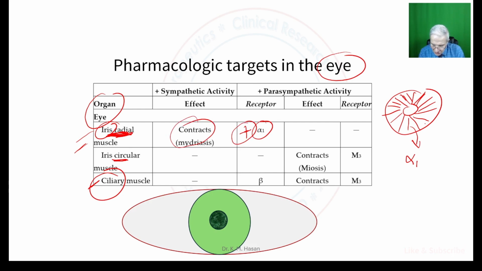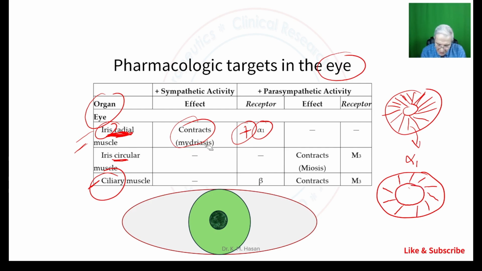So you can imagine now, this is the eye here, and these are the radial muscles. When the radial muscle is contracted, it will be shorter. When the radial muscle contracts, becomes shorter, the iris will become large. So we call this one mydriasis.